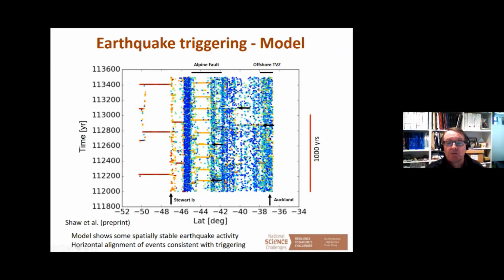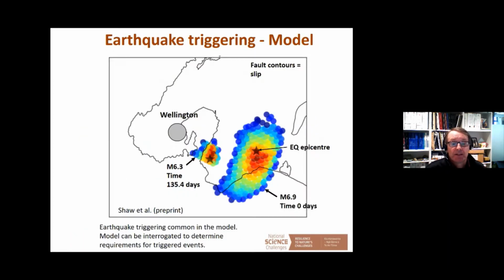So wherever you see a horizontal line across the model, essentially the events are very closely spaced in time. And you can see from their latitudes, they're also closely spaced in location as well. And these are almost certainly cases where there's some form of triggering going on in the model. And we can look at that in a little more detail.